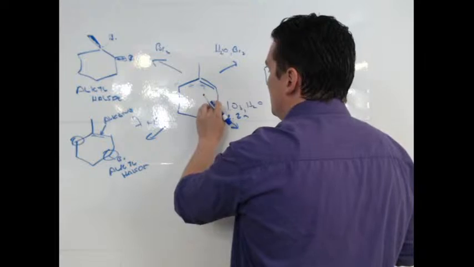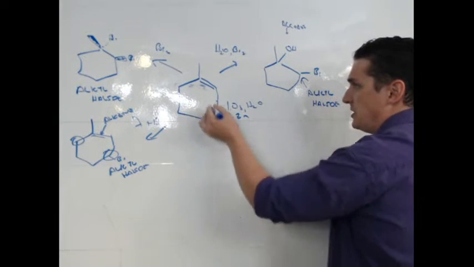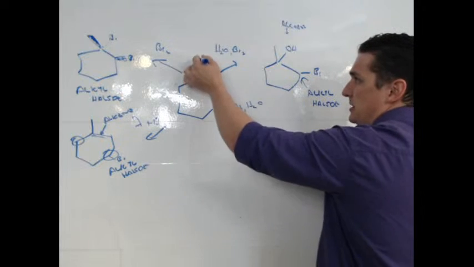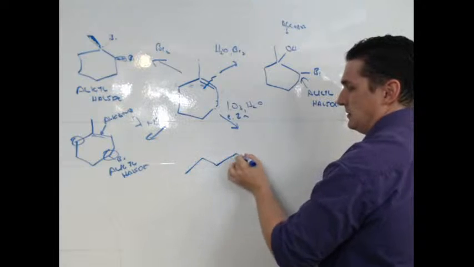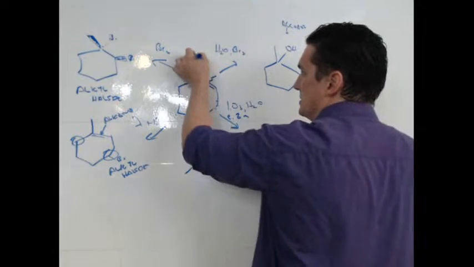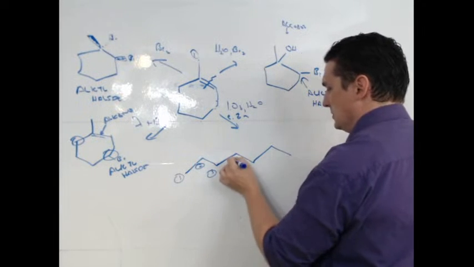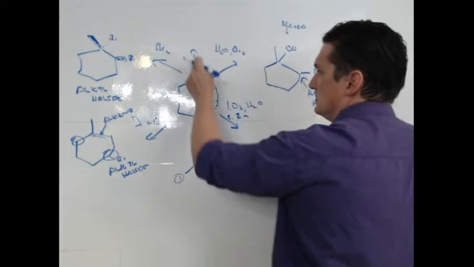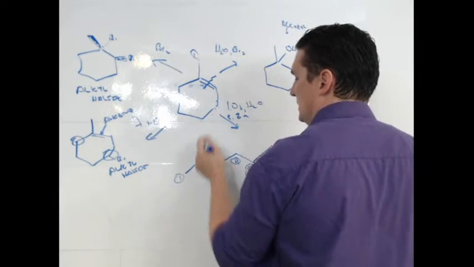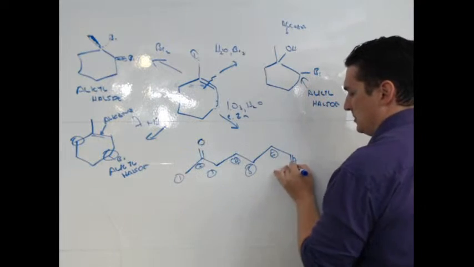The last one, a bit of a weird one, is the ozonolysis reaction. The ozonolysis reaction clips the double bonds. So I've got 1, 2, 3, 4, 5, 6, 7. So this is carbon 1, 2, 3, 4, 5, 6, 7. The second carbon had this double bond, this becomes an oxygen. The seventh carbon has a double bond, this becomes an oxygen.